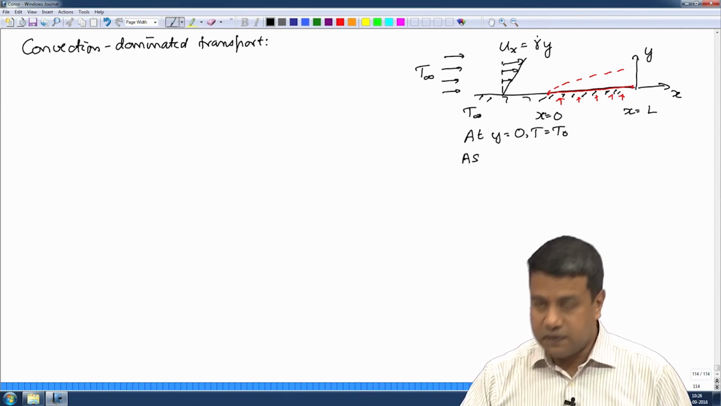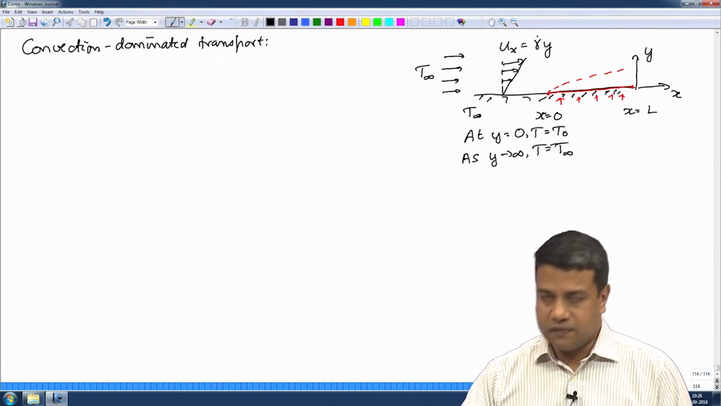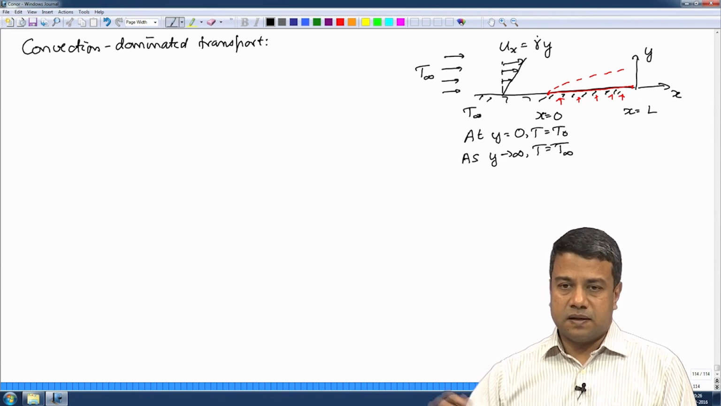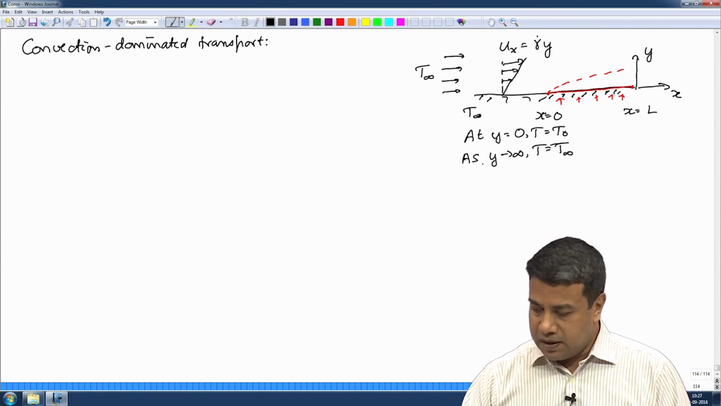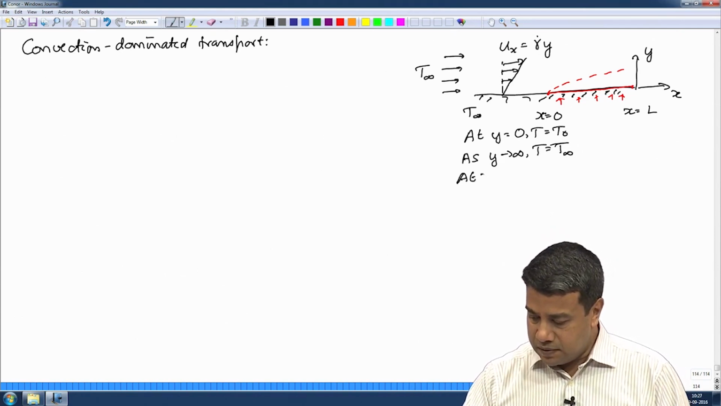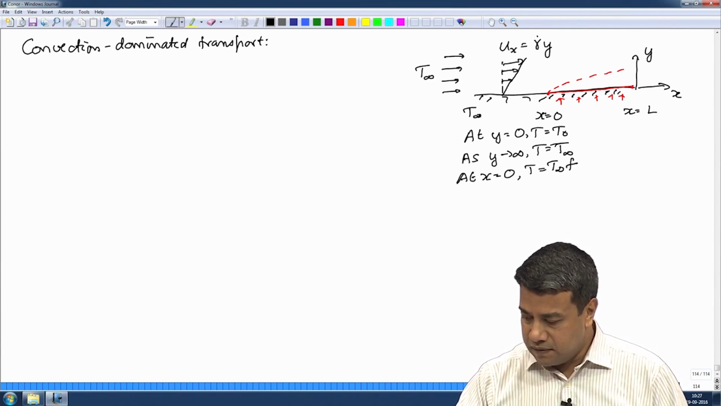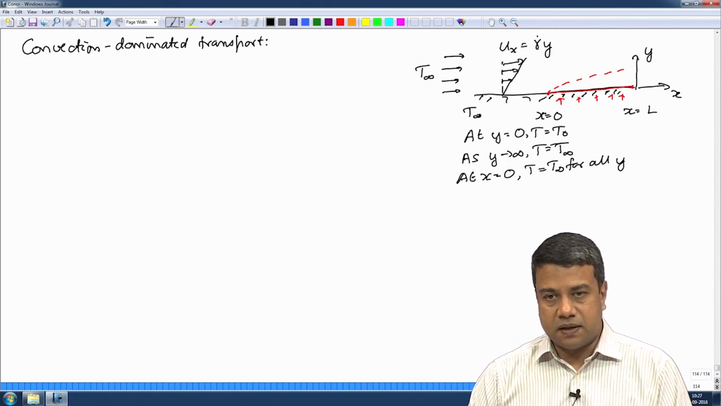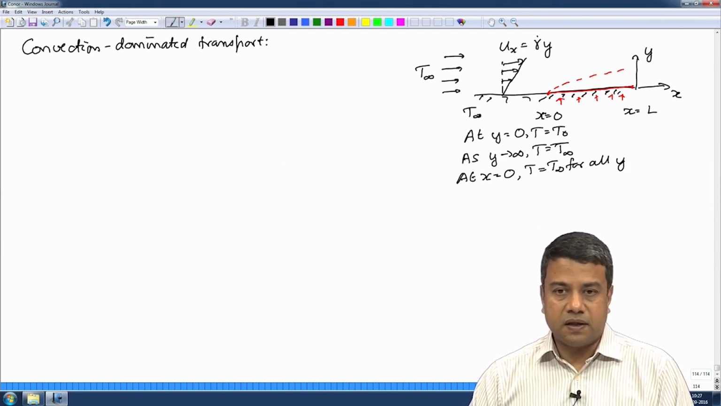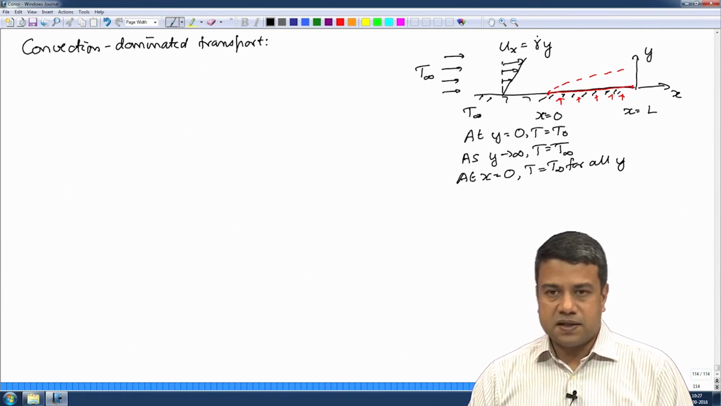Since the fluid is entering with a temperature T infinity, the temperature far from the surface has to be equal to the entering fluid temperature, because you would expect the transport to be confined to a thin region near the surface. And at the location x equal to 0, T has to be equal to T infinity for all y, because that is the start of the heating region. The fluid is being heated only for x greater than 0. We will consider steady state.